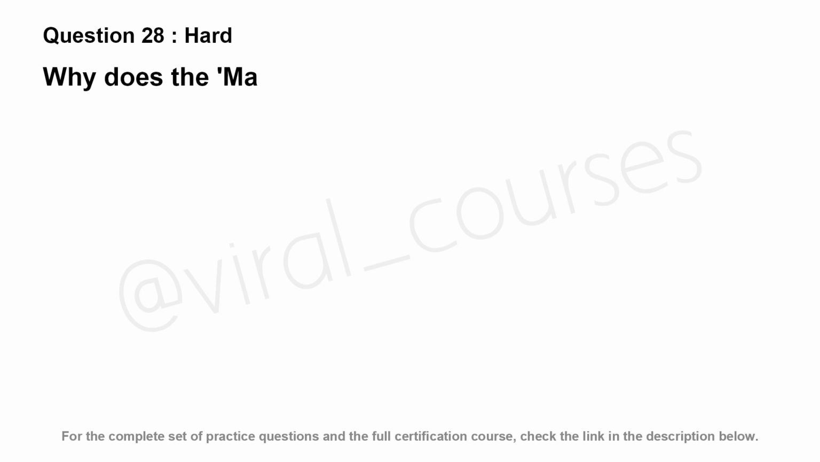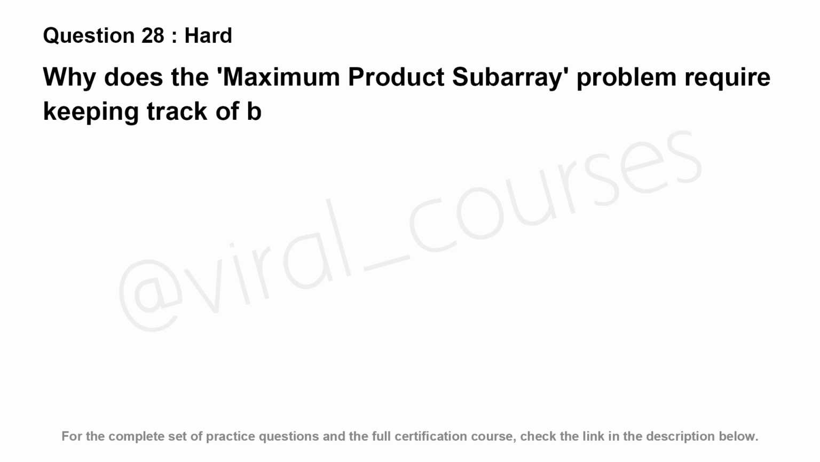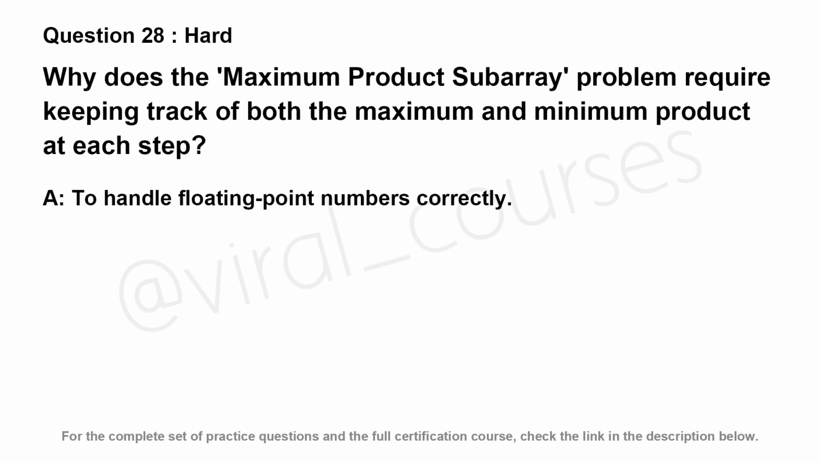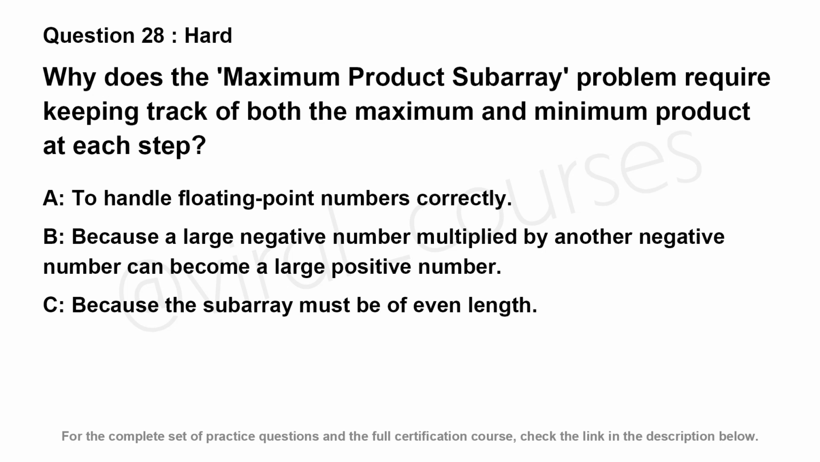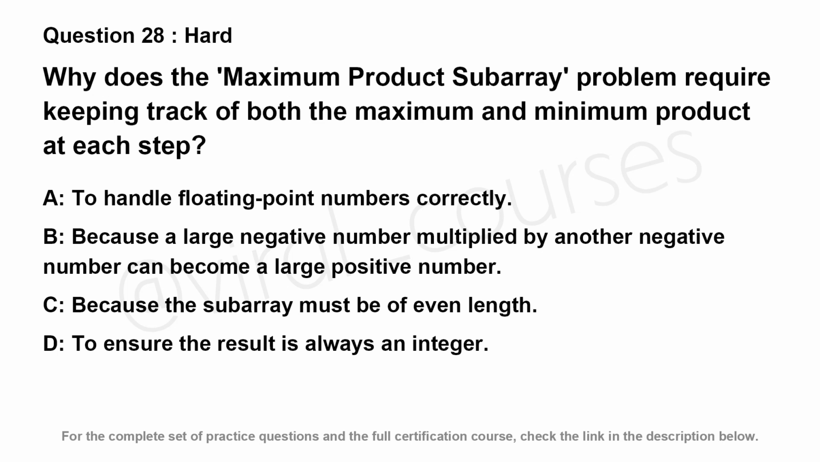Why does the maximum product subarray problem require keeping track of both the maximum and minimum product at each step? Option A. To handle floating point numbers correctly. Option B. Because a large negative number multiplied by another negative number can become a large positive number. Option C. Because the subarray must be of even length. Option D. To ensure the result is always an integer.